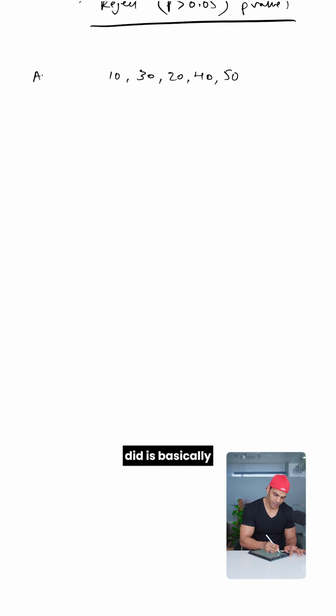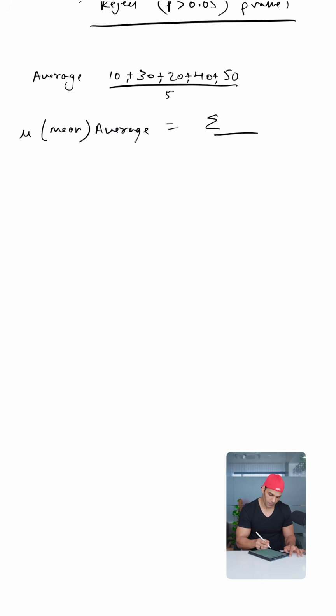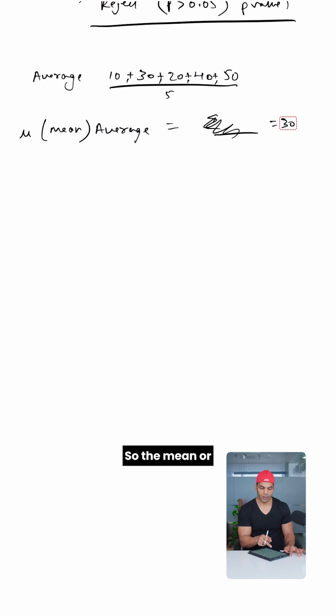So what the teacher did is basically add these and divide them by the number of students. That becomes your average, or mean. Mean is also written as mu. So average is basically the sum of these values divided by the number of values. In this case, 10 plus 20 plus 30, 40, 50 divided by 5, so you'll get the value as 30. So the mean or the average marks that the students are getting in the class would be 30.